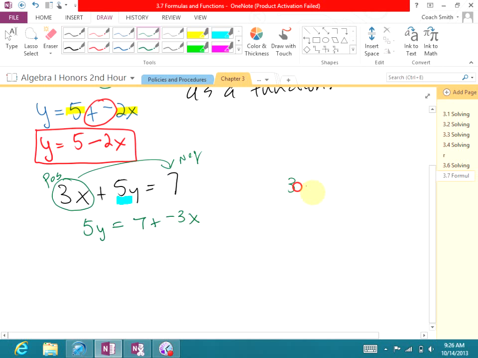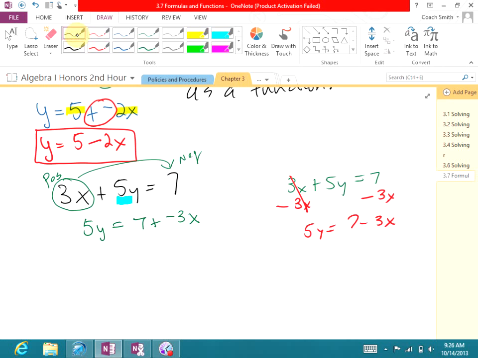Okay, understand that this is the same thing as, if you feel more comfortable, like I said, doing it this way, you can do that. Okay, those two cancel out, leaving me with 5y is equal to 7 minus 3x. Okay, so you get the same thing. Now, I still have to get y by itself. So I have 5 times y. So the inverse of multiplying by 5 would be to divide by 5 to both sides.